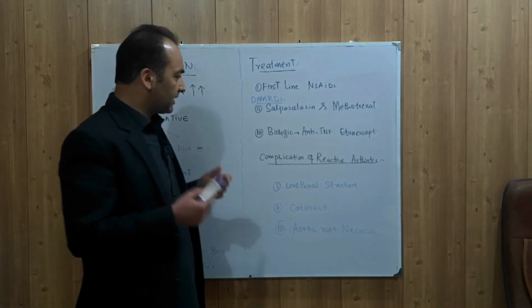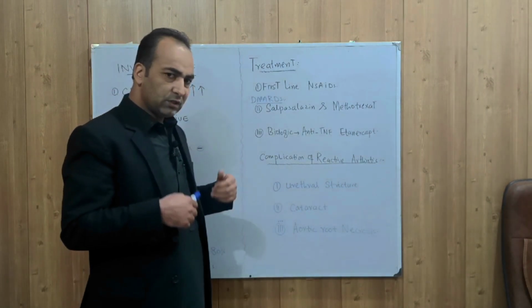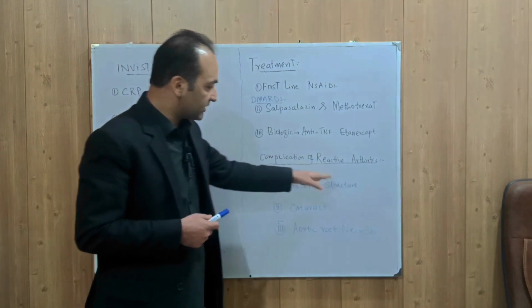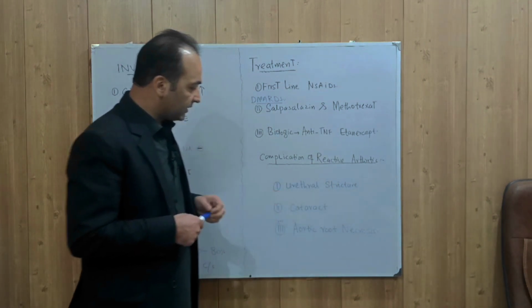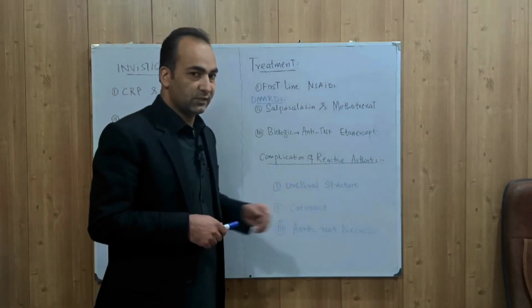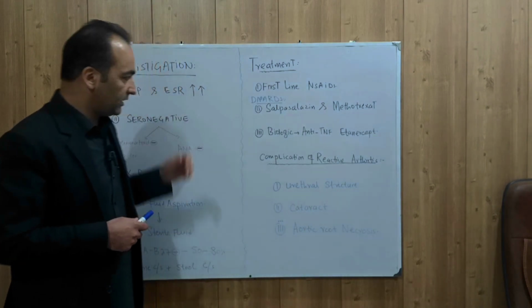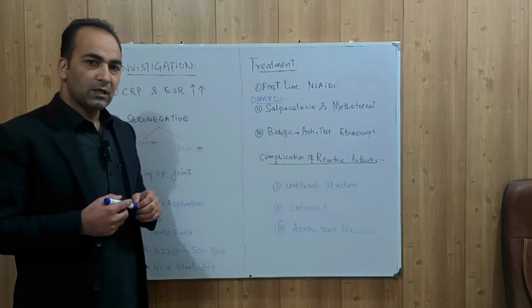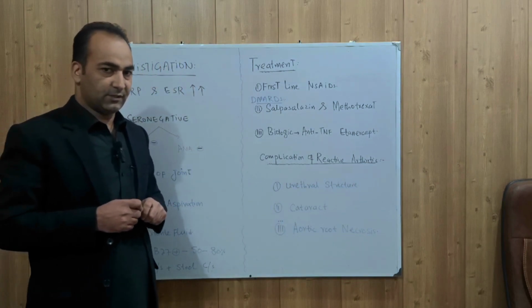Now, what are the complications of reactive arthritis? Due to chronic urethral inflammation, it can cause urethral stricture, it can cause cataract, and it can cause aortic root necrosis. This was a video about reactive arthritis or Reiter syndrome. In the next video, we will talk about psoriatic arthritis.